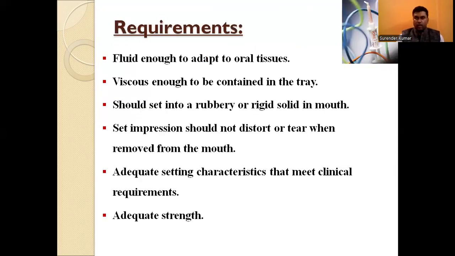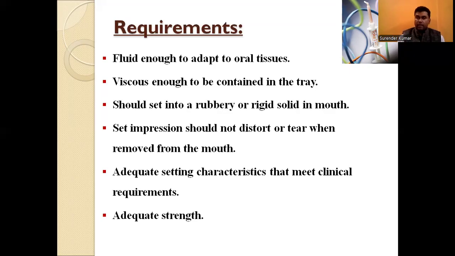So what are the requirements of an impression material? First of all, they have to be fluid enough to adapt to the oral tissues. They should be viscous enough so that they can stay inside a tray while we are taking the tray to the mouth. They should set into a rubbery or a rigid solid in the mouth. The set impression should not distort or tear when removed from the mouth.